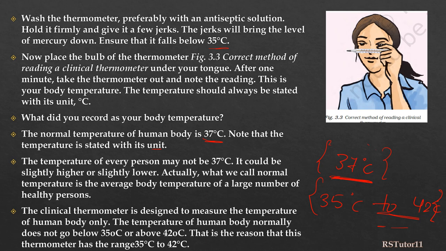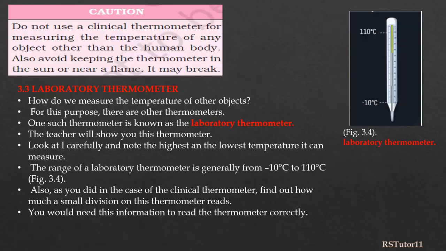What we call normal temperature is the average body temperature of a large number of healthy persons. The clinical thermometer is designed to measure the temperature of the human body only. For measuring the temperature of objects, we use the laboratory thermometer. The temperature of a human body normally does not go below 35 degrees Celsius or above 42 degrees Celsius. That is the reason this thermometer has a range of 35 degrees Celsius to 42 degrees Celsius. Next comes the laboratory thermometer.